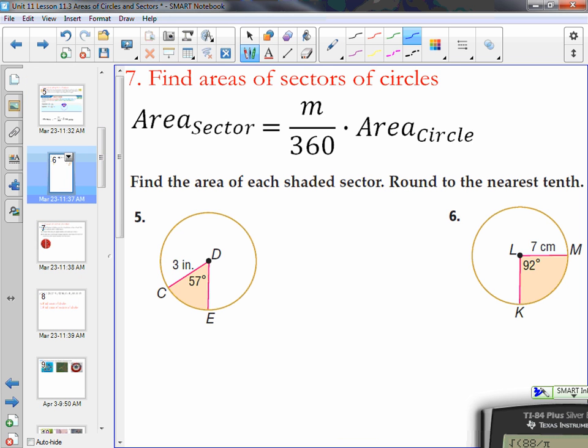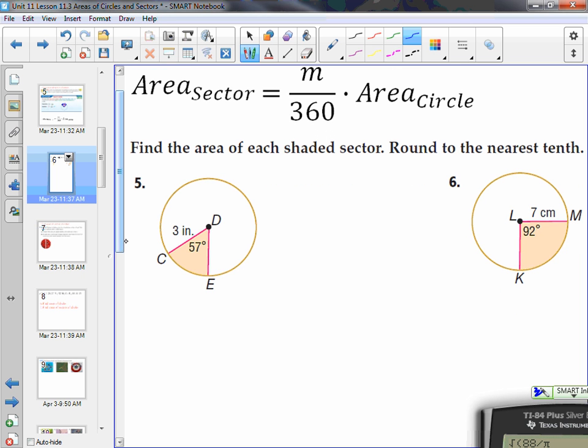Let's do a couple. Number 5. Find the area of the shaded sector, round to the nearest tenth. So we remember our formula up there. The area of the sector equals the measure of the central angle in degrees, or the measure of the intercepted arc in degrees, so 57 over 360 times the area of the circle.